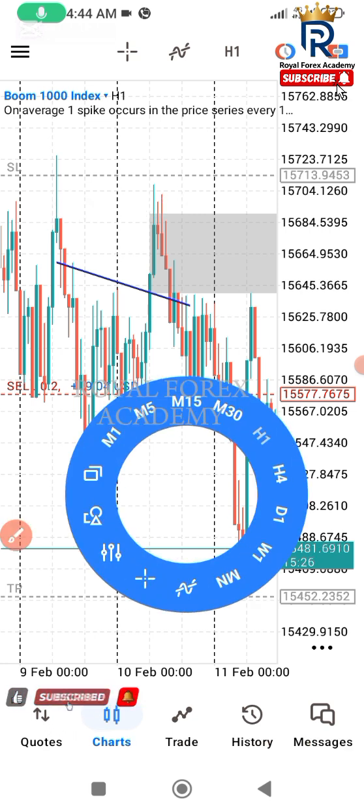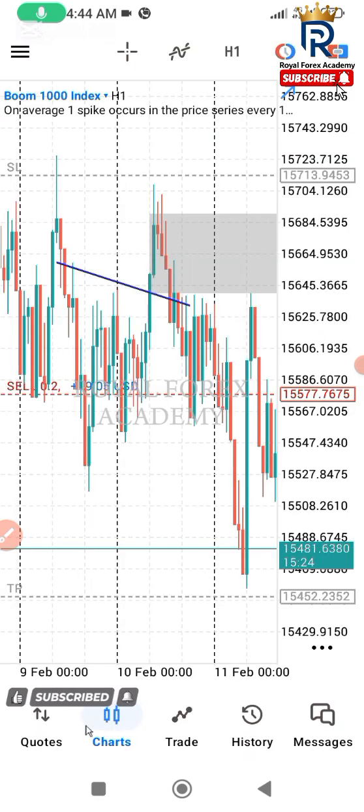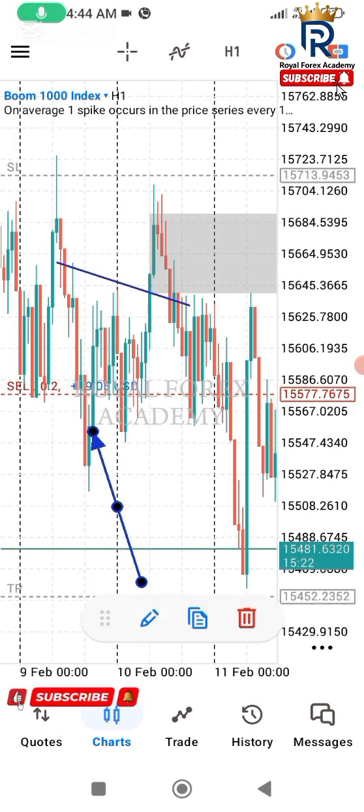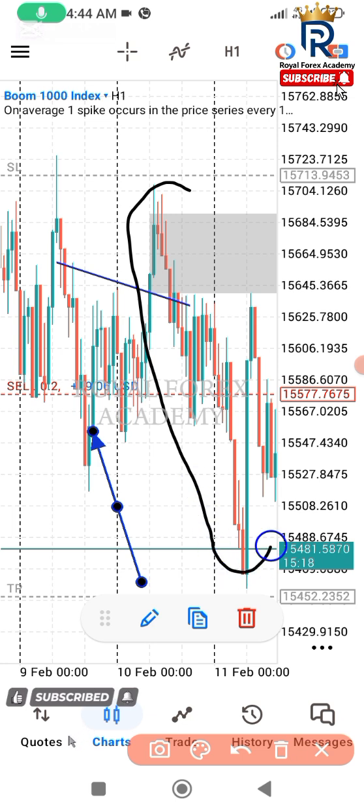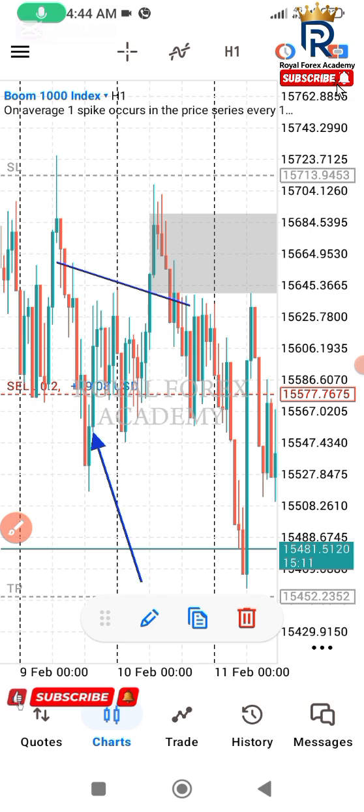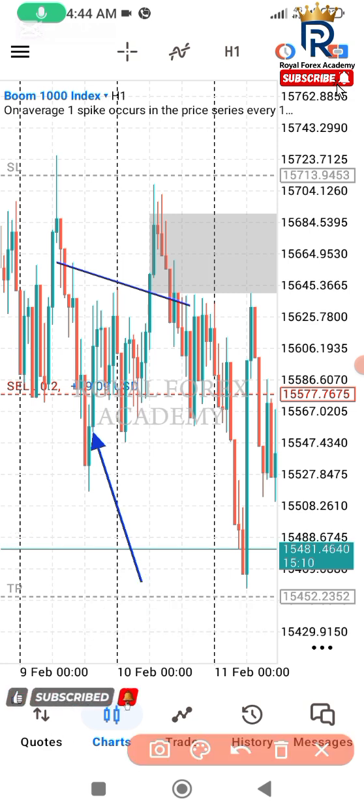First, I determine my trend. Second, I now know that my range is from this zone all the way to this point. So this movement is my range. So this is my down range, and here is my upper range.